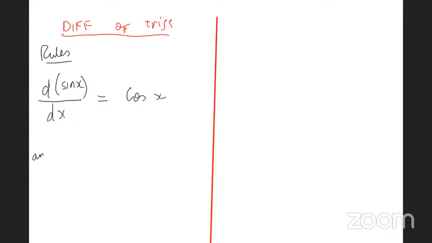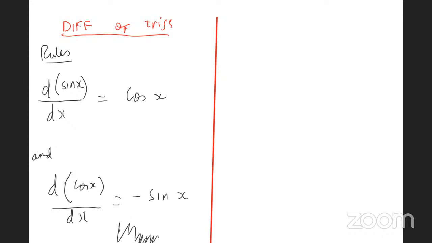And the second rule that we have to learn is the differential of cos x. Who could guess? Negative sin x. So we must put the negative in front. Negative sin x. So we have to learn those rules. So the differential of cos x, right?